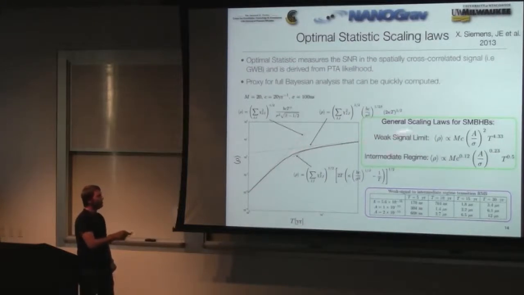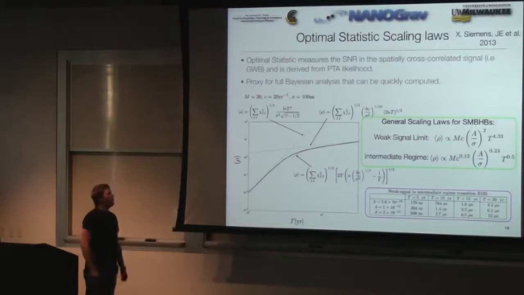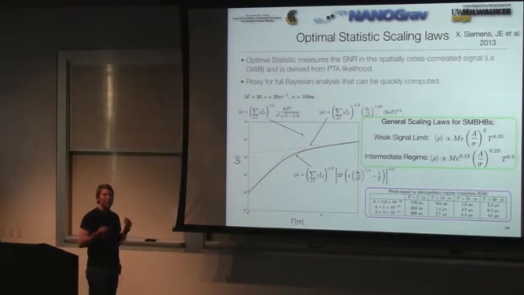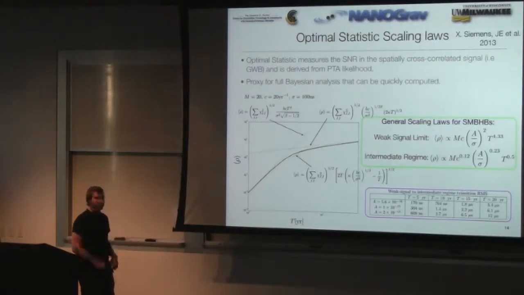And so in the weak signal limit, which is what most people used prior to us doing this work, when they did projections for the future and estimated what you would need to make a detection, they used a scaling like this. At that point they were saying, well, more pulsars is good, but really if you just wait, since the scale is like t to the 4.33, at least in the case when you're looking for a background from supermassive black hole binaries, if you just wait long enough, eventually you get to a really high SNR and you'll be able to detect this.